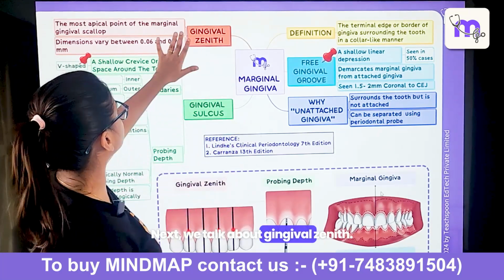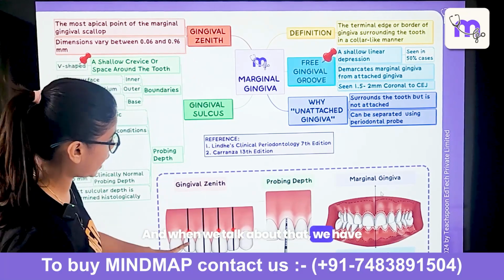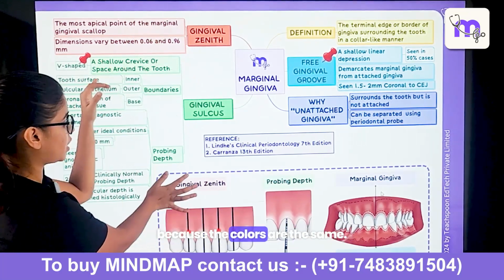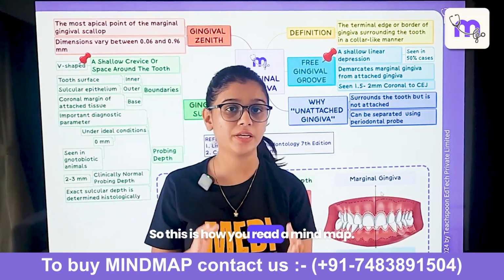Next, we talk about gingival zenith, and when we talk about that, we have this picture that we have to correlate to because the colors are the same. So this is how you read a mind map.